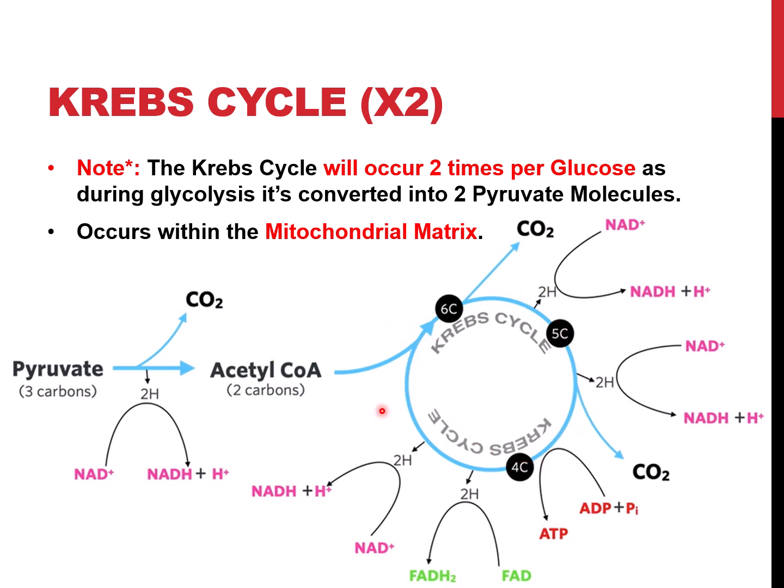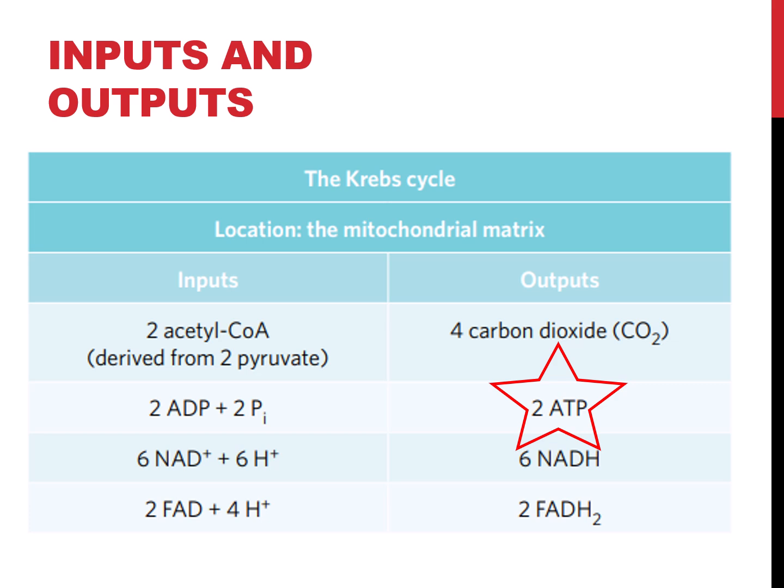And where does this occur? The location here is the mitochondrial matrix, so the inside of the inner membrane of the mitochondria. So we're looking at our inputs and outputs now of the Krebs cycle, again with the location of the mitochondrial matrix. Inputs: 2 molecules of acetyl-CoA, 2 ADP and inorganic phosphates, that's what that Pi stands for there, inorganic phosphate, 6 NAD and then 2 FAD.